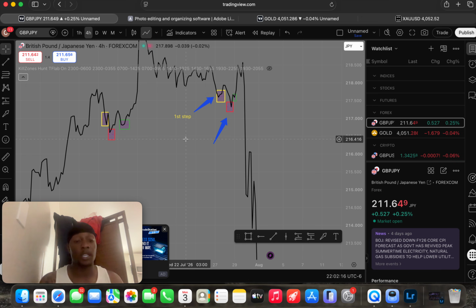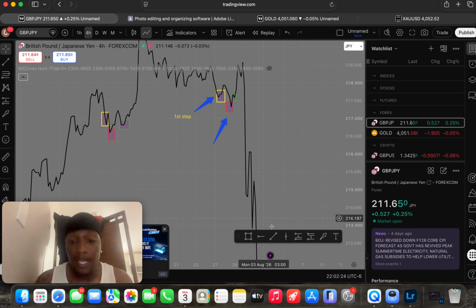First step, you get your liquidity. Or what I call it is a setup. It's just easier, I feel like it's cleaner, and easier to understand that way. So we got a setup. Second step, right here.